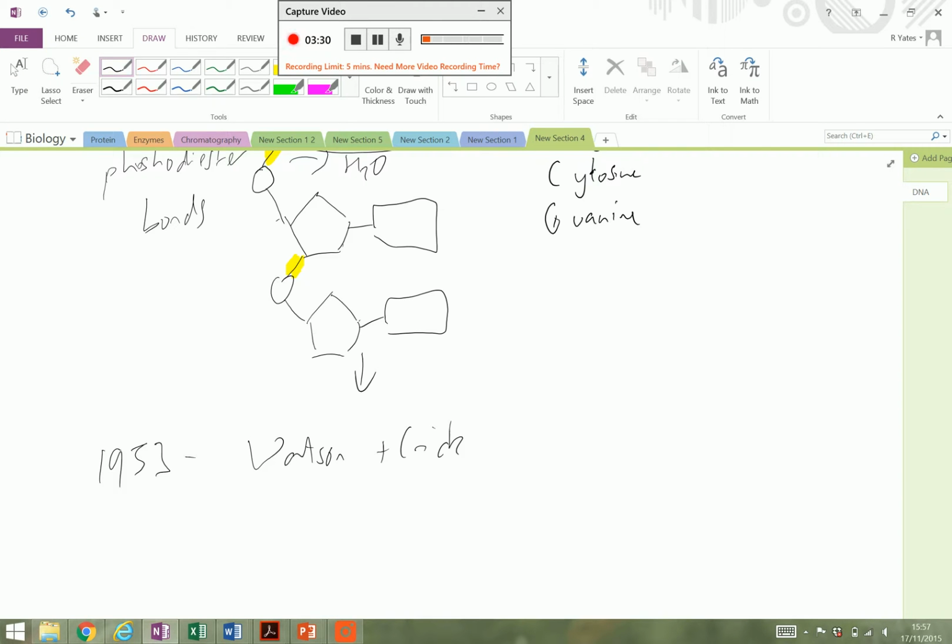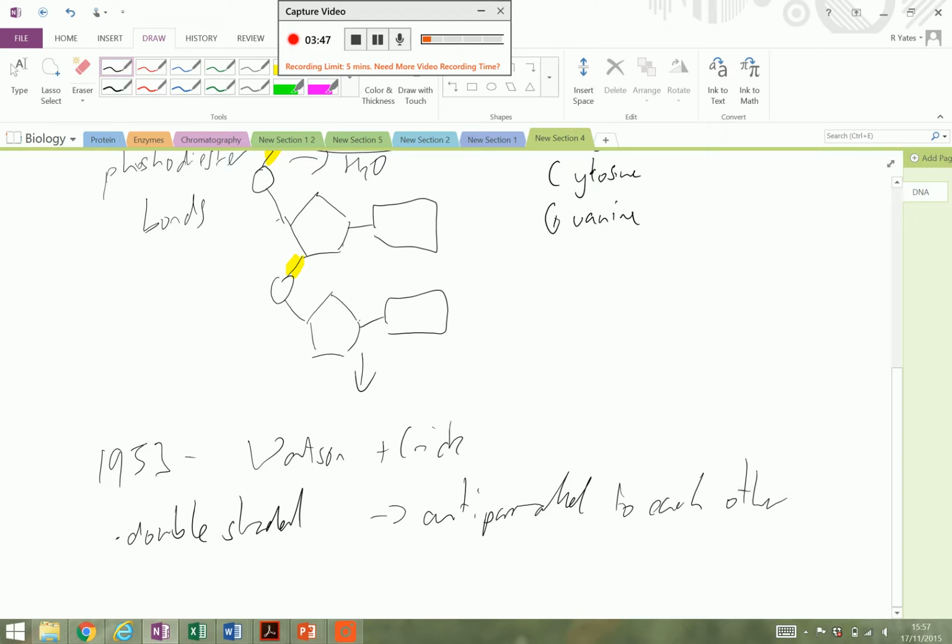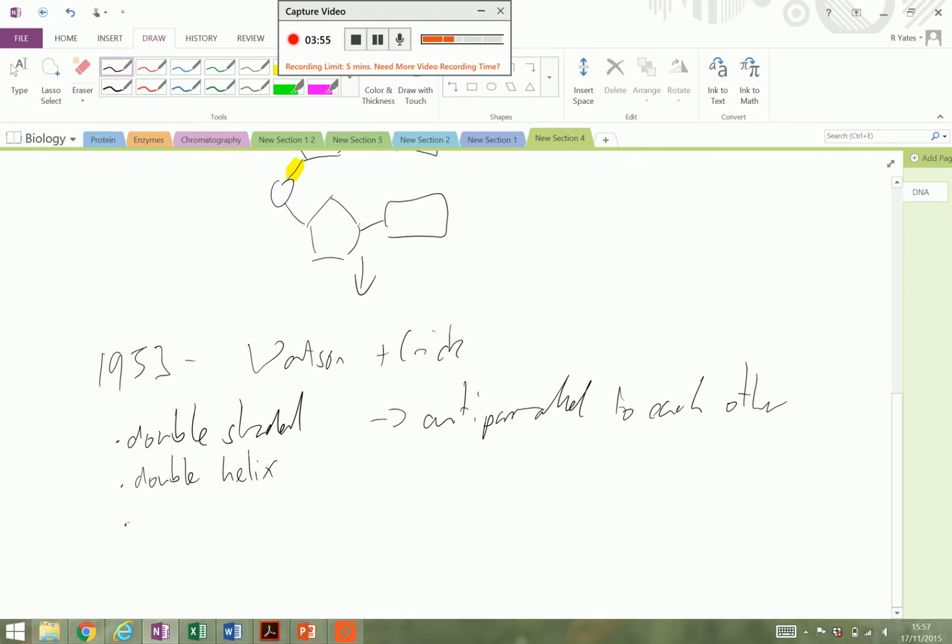They essentially found out that it was double-stranded, and the strands run anti-parallel to each other, so in opposite directions. It's a double helix in that it winds around itself. The strands are joined by hydrogen bonds.